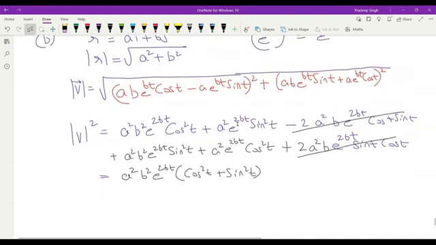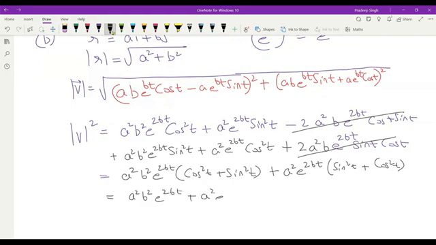In the second term and the fourth term, again, let's take out the things which are common. So we'll get a square e to the power 2bt into sine square t plus cos square t. Now the two brackets will be equal to 1, and eventually we get a square b square e to the power 2bt plus a square e to the power 2bt. In this case, let's take a square e to the power 2bt as common. We'll get b square plus 1. That's the square of the magnitude.